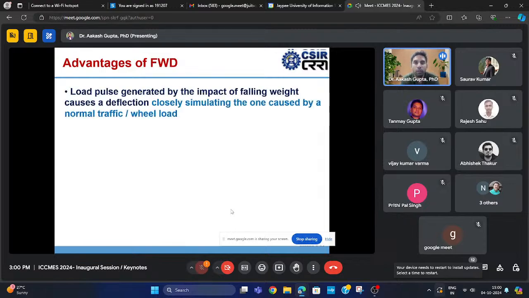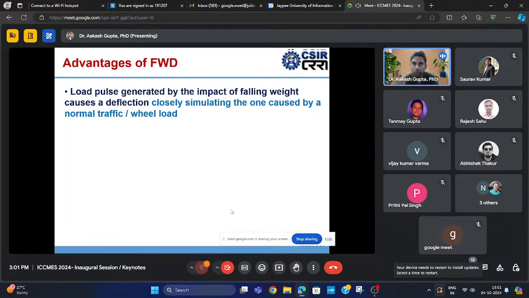So now, what is the advantage of this falling weight deflectometer? The load pulse generated by the impact of falling weight causes a deflection that is closely simulating the normal traffic. So basically, what we are doing in this falling weight deflectometer, we are simulating the actual movement of the traffic. So this is simulating a truck which is moving at a speed of 60 kilometers per hour. So if you imagine that you are standing over a particular point over the pavement and a truck is moving at a speed of 60 kilometers per hour.